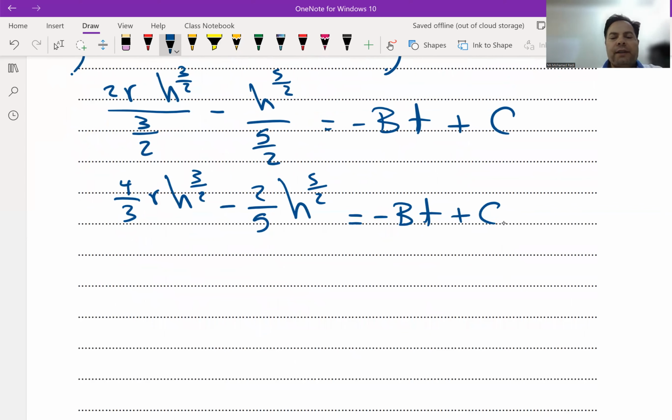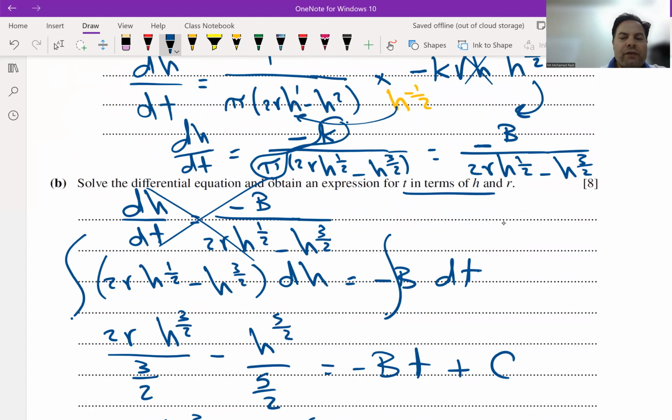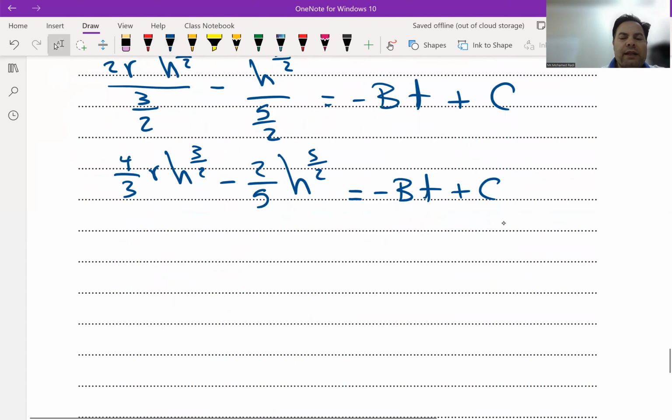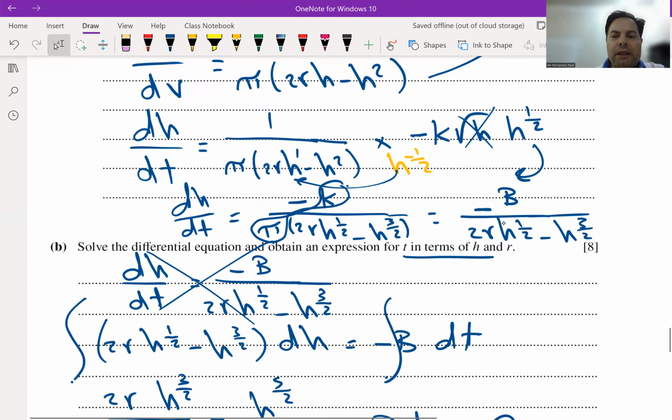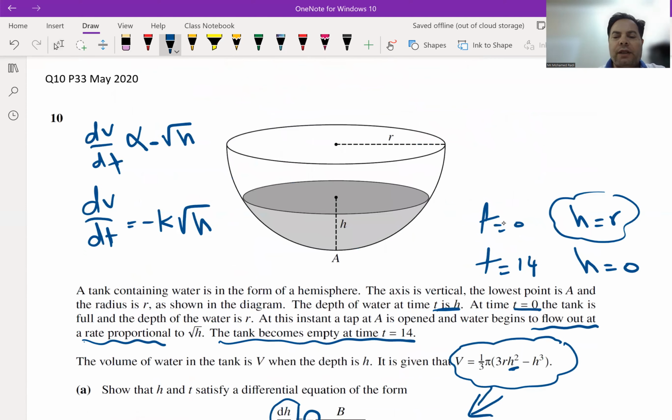They ask to get t, I think t in terms of h and r. We can take -bt to the other side, so bt is equal to 4/3 r h^(3/2)... after finding the value of b and c. Let's start now with the first information: at t equals 0, h will be r. When t equals 14, h will be 0. Let's start with this point.